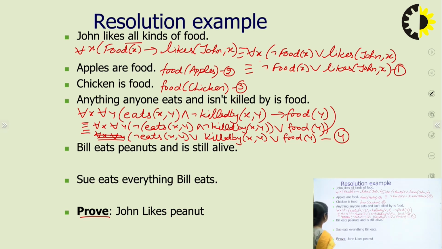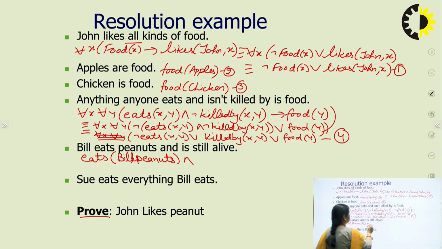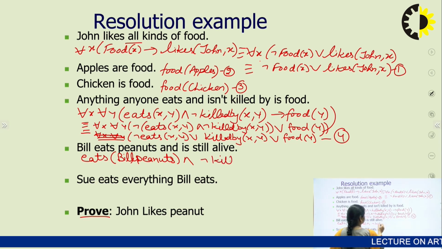Now the next one is Bill eats peanut. So eats(Bill, ...). What have we taken? X eats Y means person first, eats, what? Y. That is peanuts. And Bill eats peanuts and is still alive. Still alive means Bill is not killed by eating peanuts. So not killed by(Bill, peanuts).